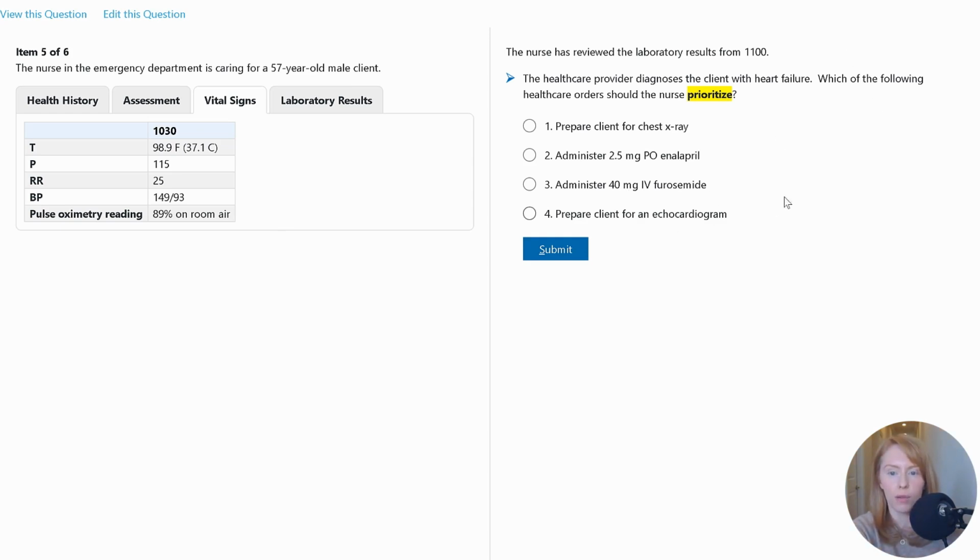Then giving 40 milligrams of IV furosemide. This will address that fluid issue, right? It's going to pull the fluid off. That's going to fix the problem I already decided was my priority, so I'm going to keep that in mind as likely a priority action.